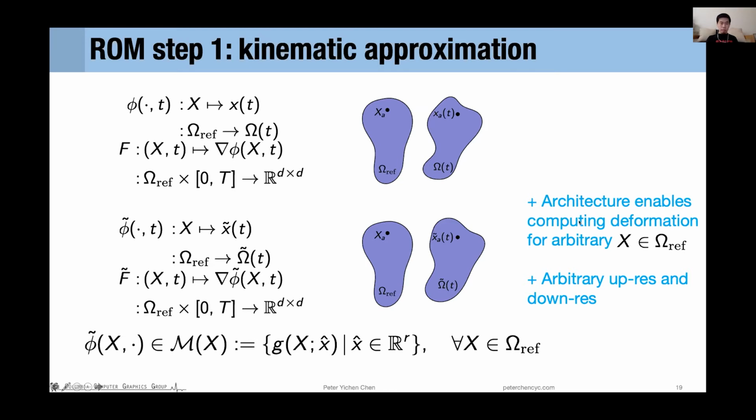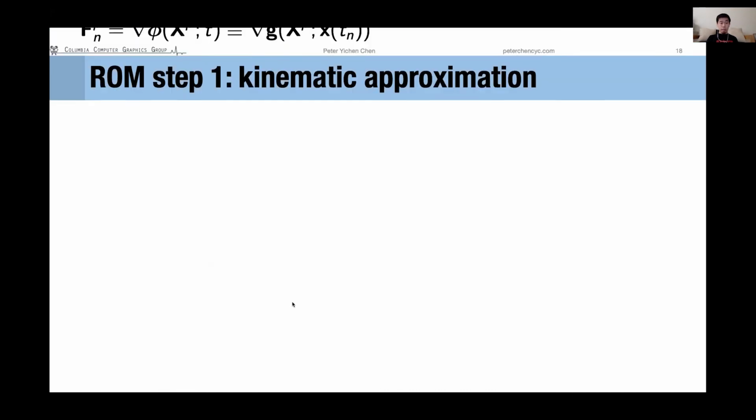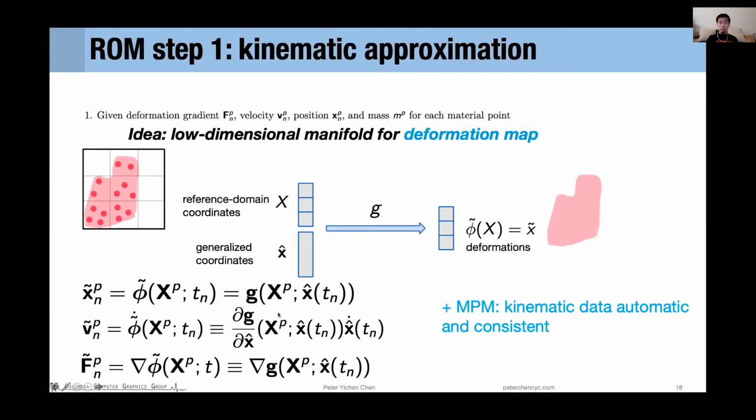So with this architecture, essentially, we're able to compute the deformation for arbitrary big X in your reference domain. And as a result of that, during online simulation, we can arbitrarily up-res or down-res our simulation, because whenever we need to add a point, we can just get its reference domain position, and then we'll have all the other kinematic information that we talk about here.